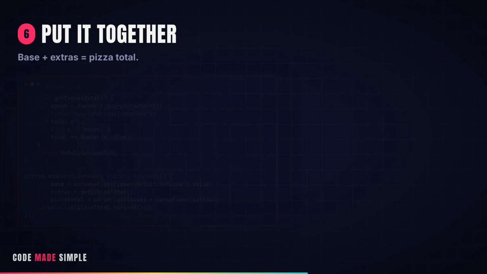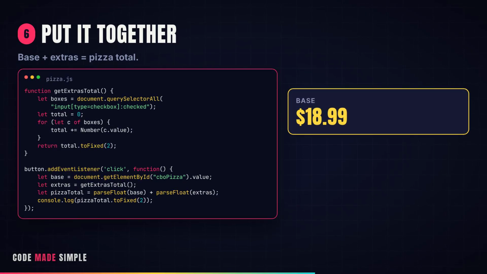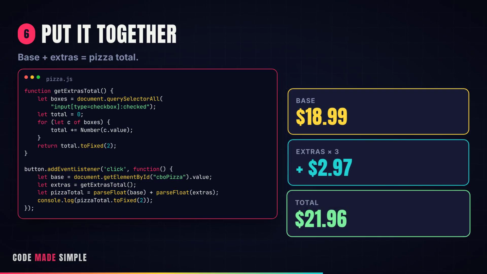Put it together, a pizza calculator. Base price from the dropdown. Loop through the checked extras. Add each value, return the total. That's real code, doing real work with a NodeList at its heart.